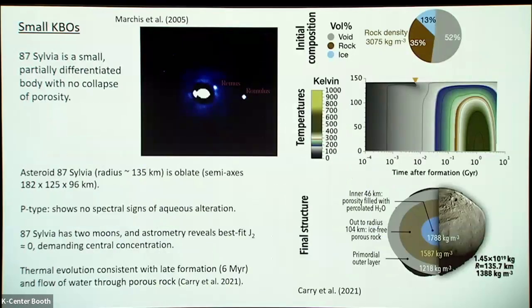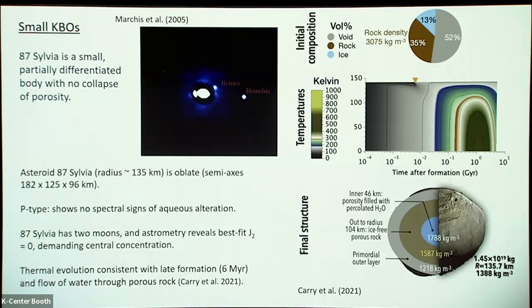But there is different modeling that was done by my collaborator, Mark Neveu, on 87 Sylvia, which is a P-type asteroid in the outer asteroid belt. And it has 2 moons, Romulus and Remus. And it's pretty small, mean radius of about 135 kilometers, but it is oblate. And therefore, these satellites' orbits potentially could precess.